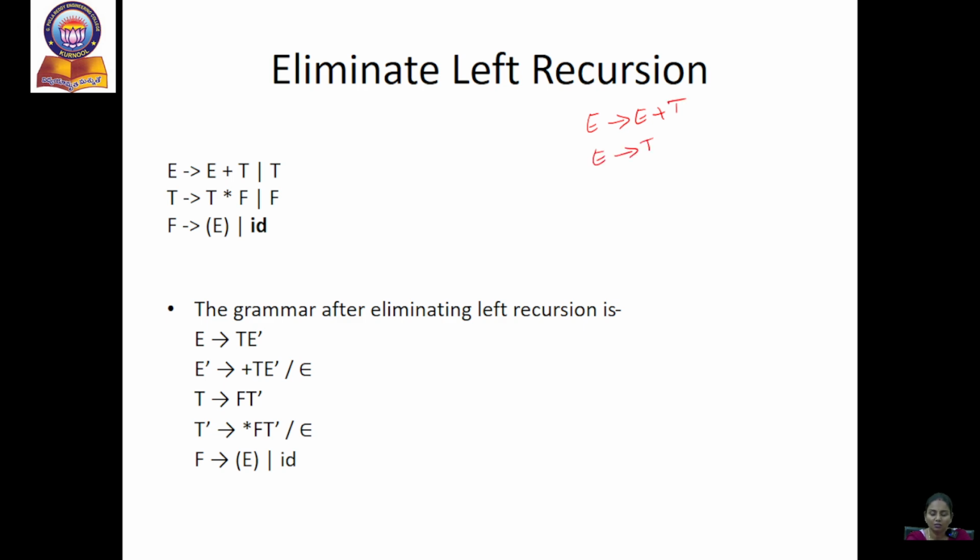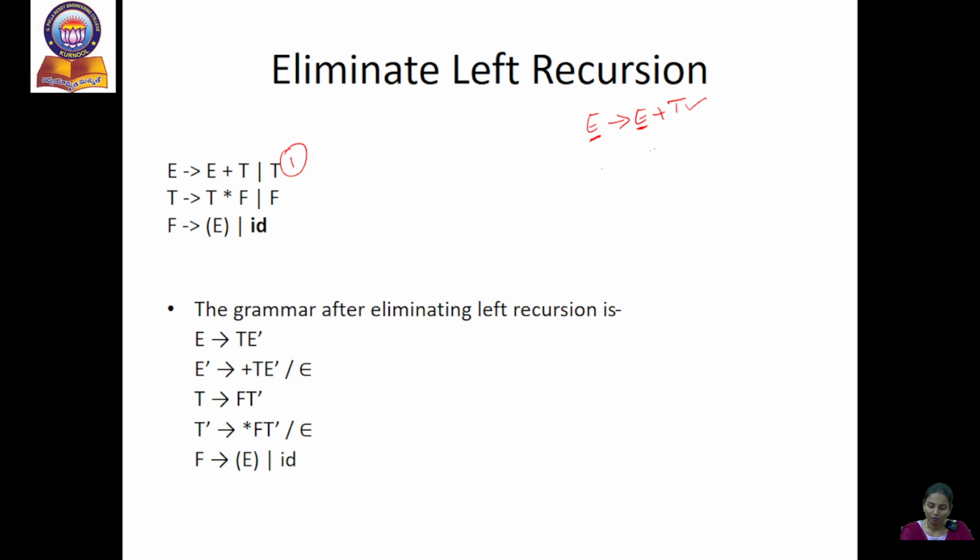Now checking the first production, we'll check whether it consists of a left recursion or not. Here you can observe E is directly deriving E, so this consists of left recursion. And E derives T: E is a different non-terminal, T is a different non-terminal, so it does not consist of any left recursion. So we can use this production as it is. So I am removing it. Now we have this production that consists of left recursion, so we have to eliminate it.